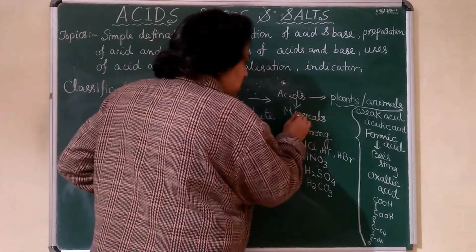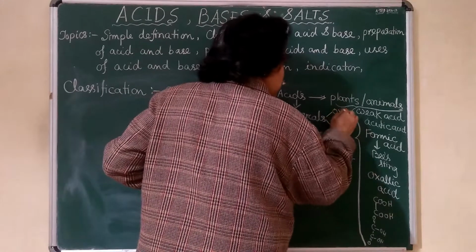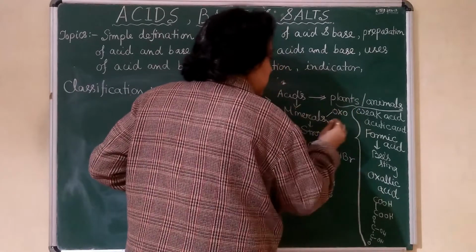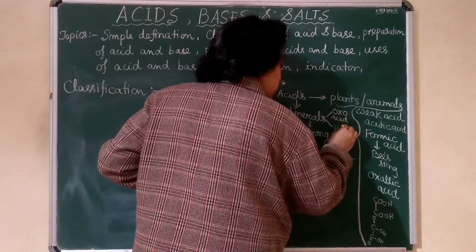Now mineral acids are of two types: one is oxo acids, and another one is hydracids.